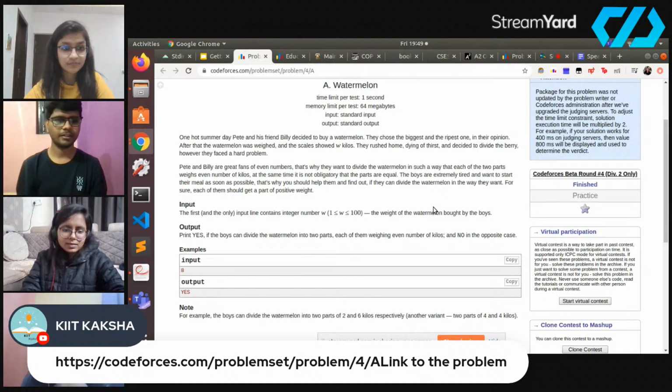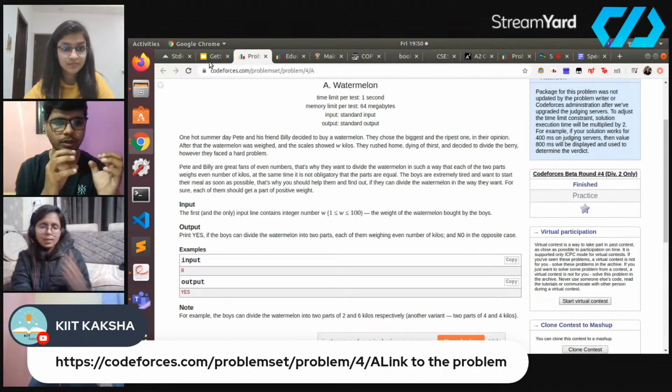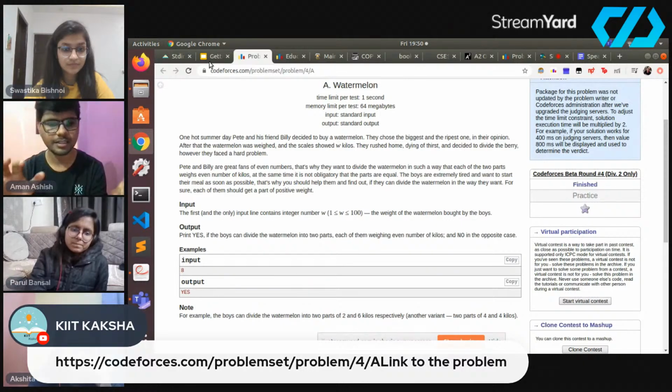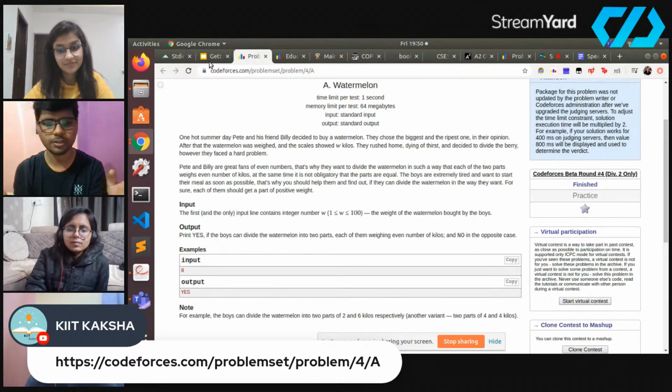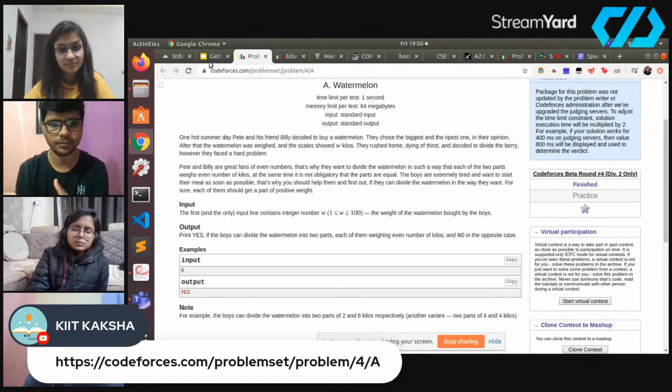So Parul made the question clear. You are given an integer w, and you need to divide w into two parts such that both the parts need to be even. You guys take a minute and write the solution in the chat box if anyone can think of it. Just the approach, like w should be this, w should be that, and we'll forget the coding part as of now.